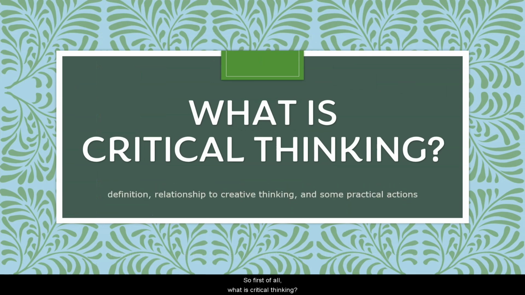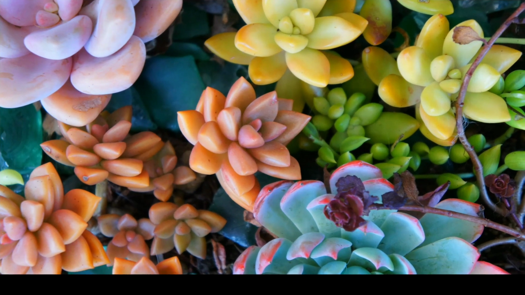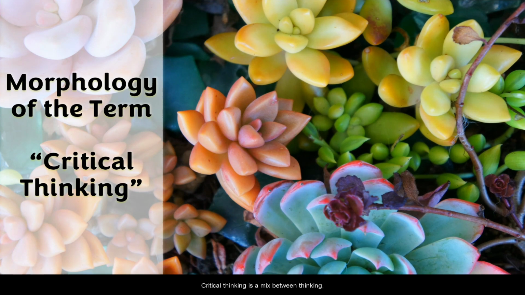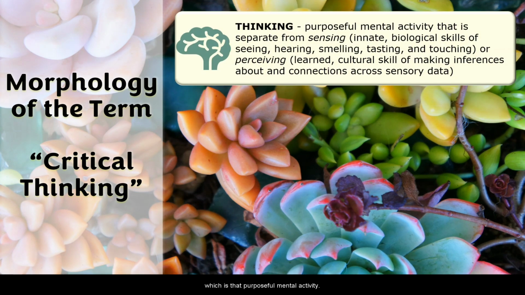So first of all, what is critical thinking? Critical thinking is a mix between thinking, which is that purposeful mental activity. It's different from sensing, which is involuntary. It's different from perceiving, which is sort of a cultural skill that we learn. It's about making inferences and making connections between the data. Thinking is sort of a middle ground between that. It's where we intentionally and purposefully focus our mental energies, just to break it down really simply.